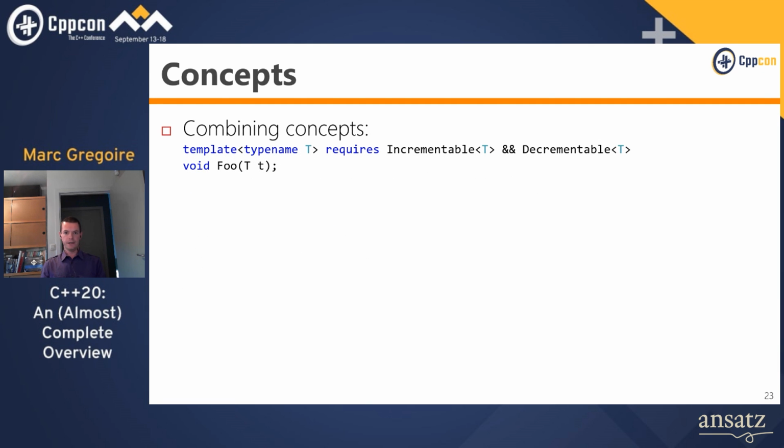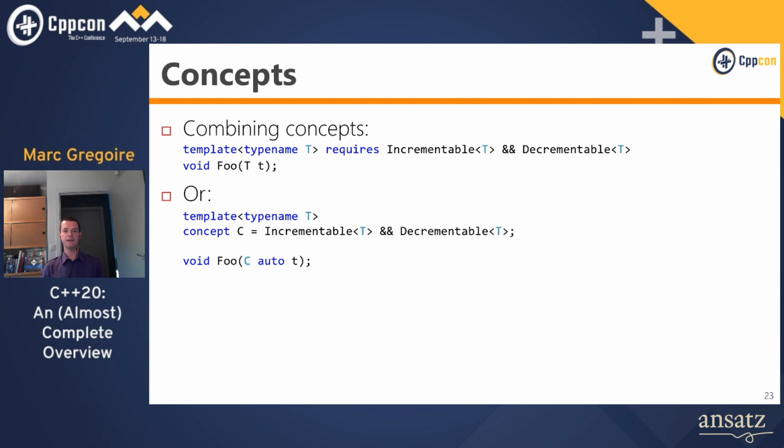We can also combine existing concepts. One way to do this is using the requires clause. So we can say something like this: we have a template with one template parameter T, which requires that T is incrementable and decrementable. That's one way to combine concepts. Of course, you can also just create a new concept. I'm creating a new concept C, which is incrementable and decrementable. And once we have this one, you can just use again the abbreviated function template syntax to use this new concept.